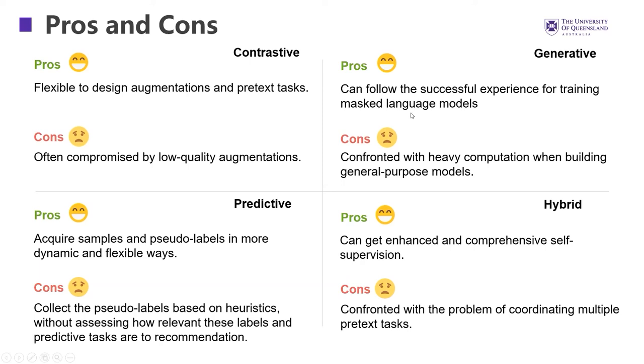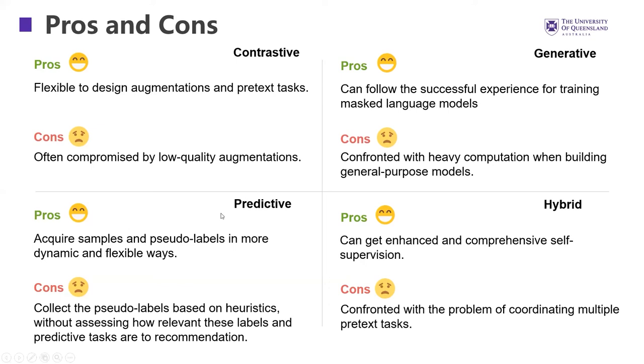For the generative methods, the pro is that we can follow the successful experience of training masked language models. Generative methods, especially in the sequence scenario, are very similar to masked language models like BERT, so we can use their experience, and they have paved the way for generative self-supervised recommendation models. But the con is that when we want to build general-purpose models, which means a huge architecture, we may be confronted with heavy computation. As you know, it's very time consuming to train large-scale models like BERT, and some groups with very limited resources cannot train such big models.